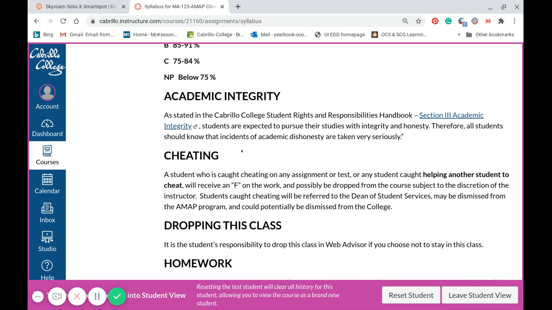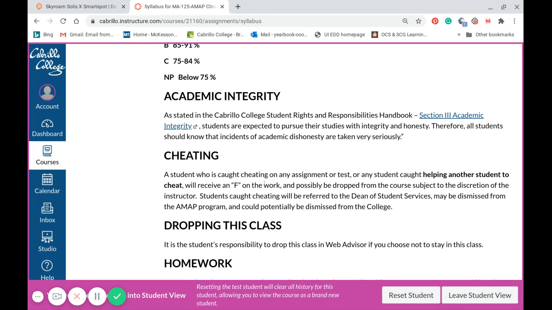Okay, academic integrity. This is really important, especially now that we're doing so much work at home or not here at school. So you are expected to study with integrity and honesty. That includes doing your homework and your assignments and taking your exams. So it's really important that you don't cheat or help each other out.